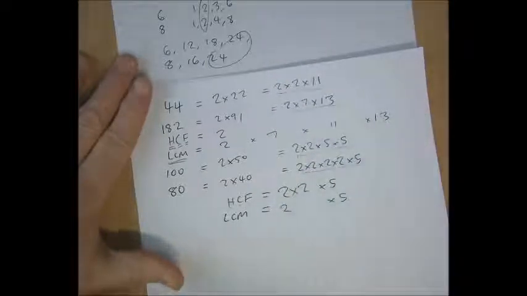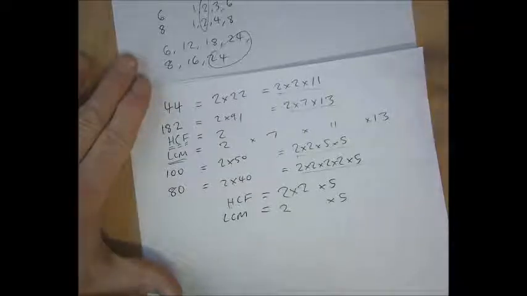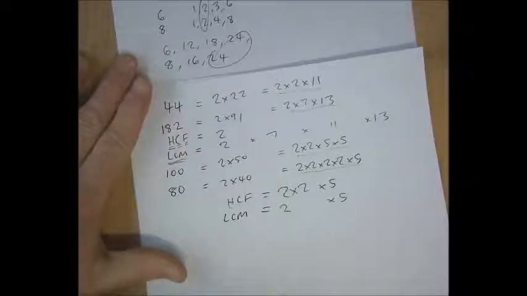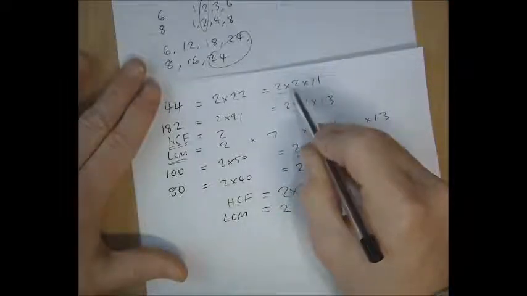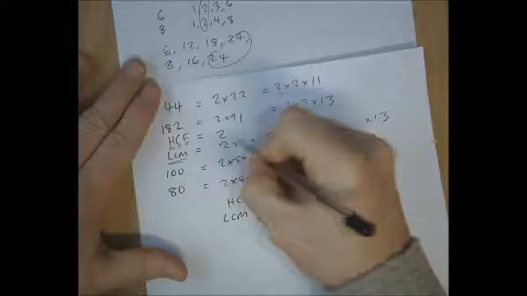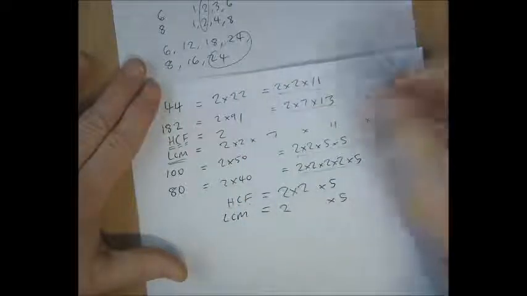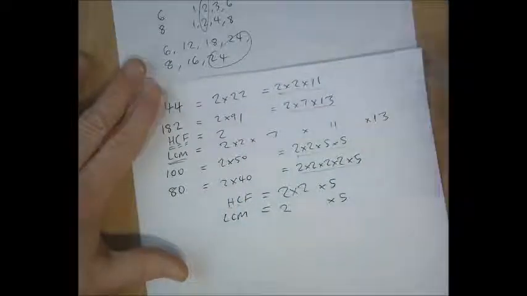This time you're trying to make it as big as possible to make up for the fact that you weren't very selective in your ingredients. Use everything as much as you can. I see a 2 twice here, once here, use it twice. I see a 7 once, use it once. I see an 11 once, use it once. I see a 13 once, use it once.